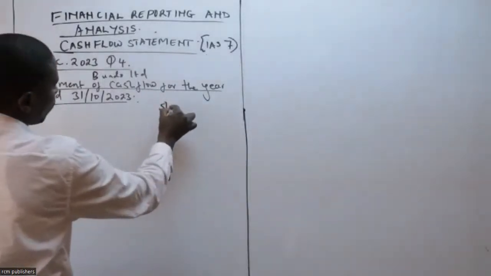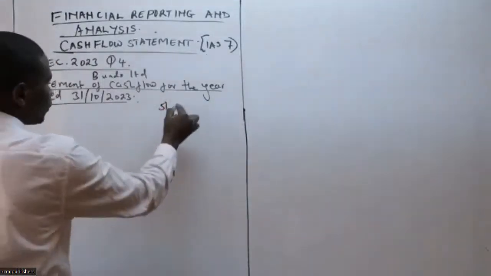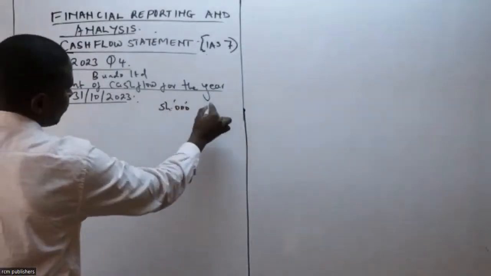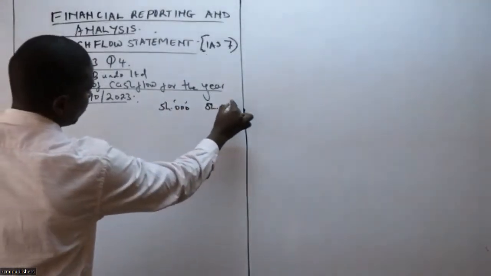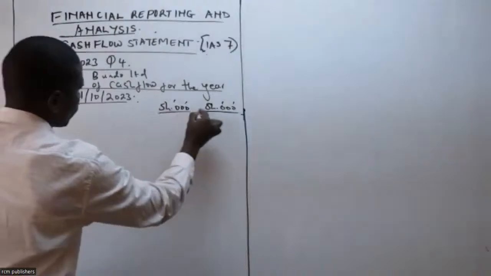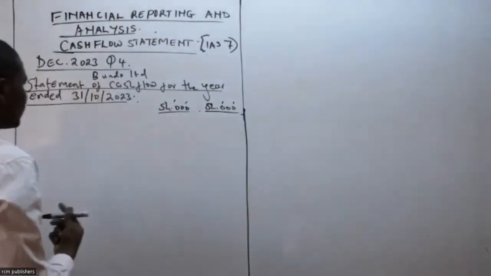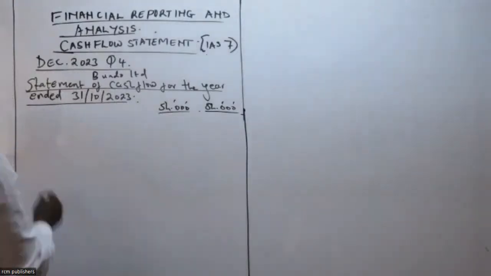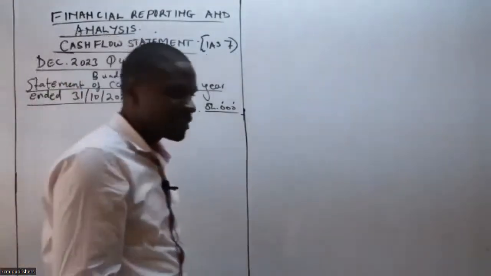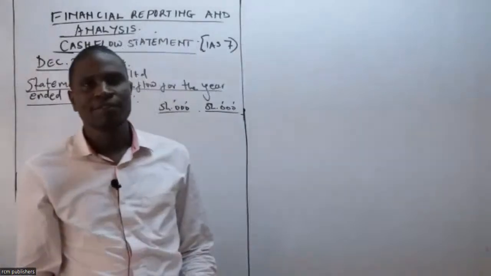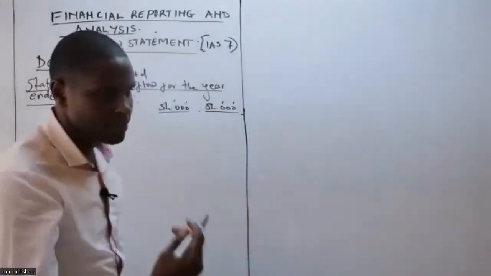Therefore, we have two columns, and in our figures, we have to eliminate 3 zeros. I want you to contribute very fast in giving the results. So the first thing, when you are using the indirect method, we start with the first activity, which is operating activity.